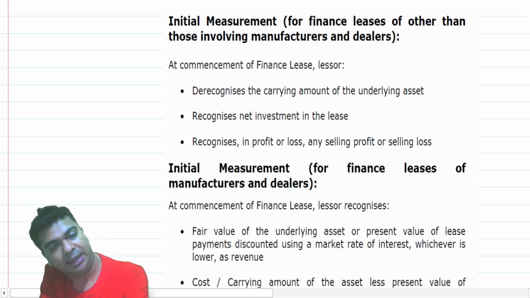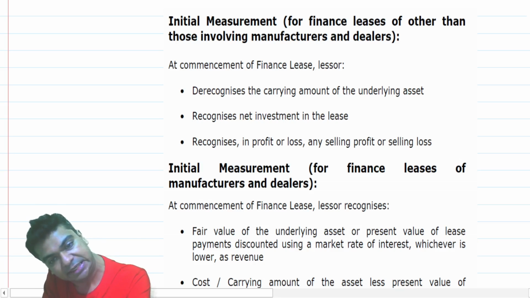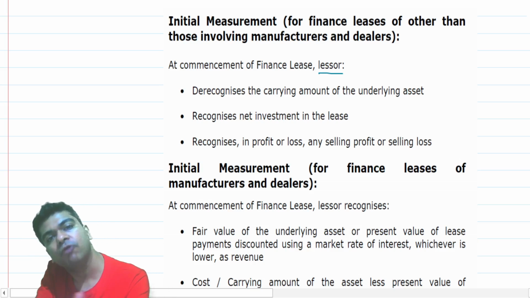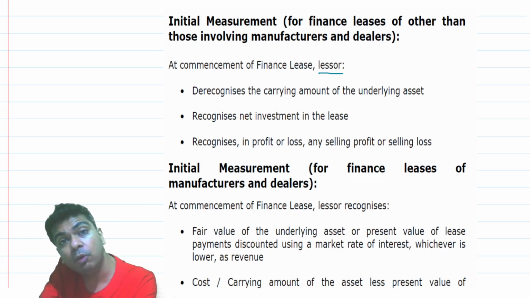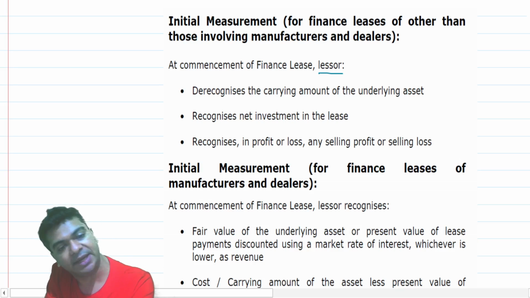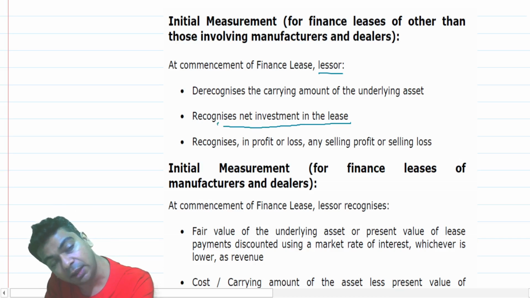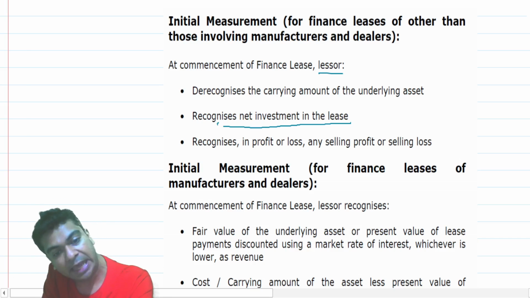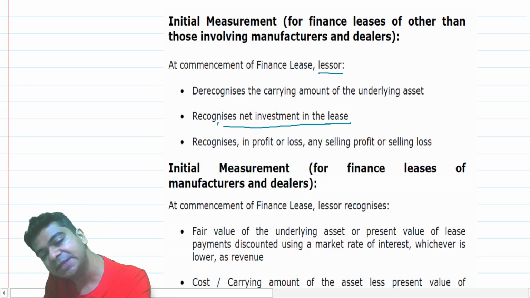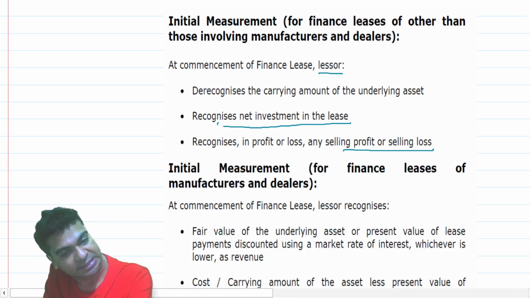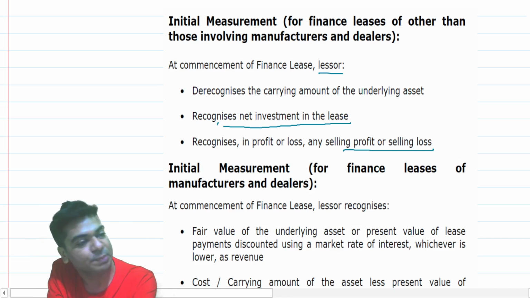They are saying that at commencement of the finance lease, the lessor de-recognizes the carrying amount of the underlying asset. So the underlying asset has to be removed from your books. Since you are removing it from the books, obviously the de-recognition will happen at the carrying amount. Then it says recognizes the net investment in the lease, the present value of gross investment, and recognizes in profit or loss any selling profit or selling loss.